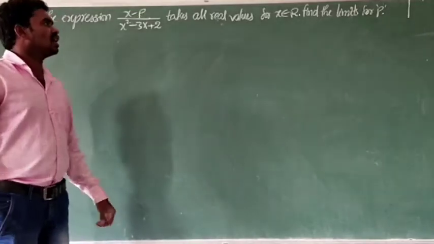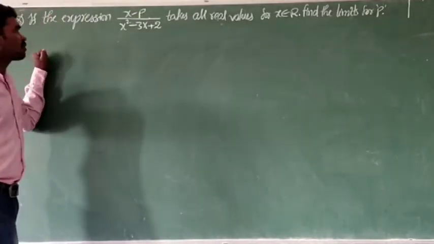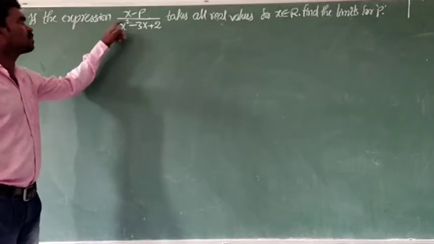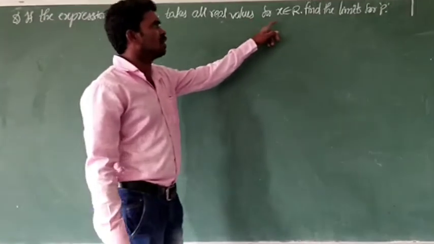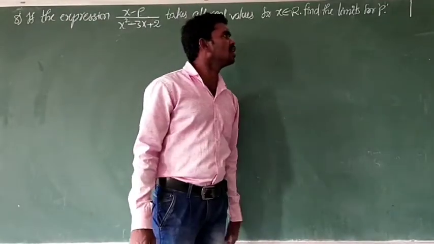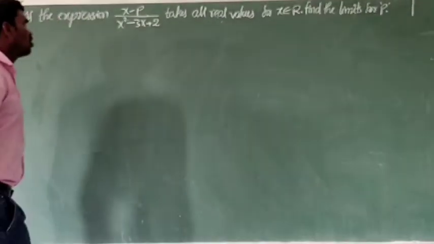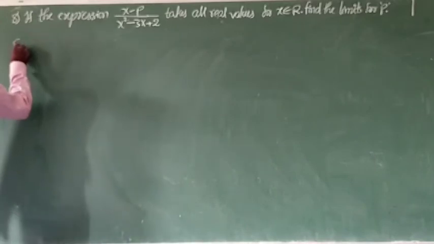And in this part 2, the 8th question is, if the expression x minus p by x square minus 3x plus 2 takes all real values for x belongs to R, find the limits for p. So how to solve this?